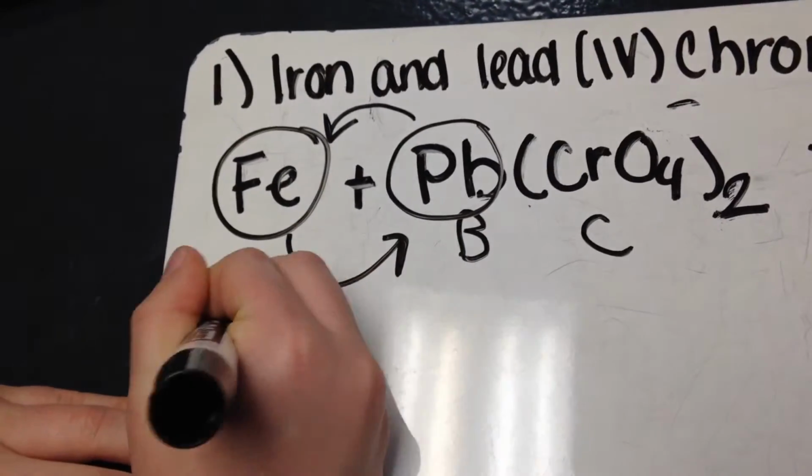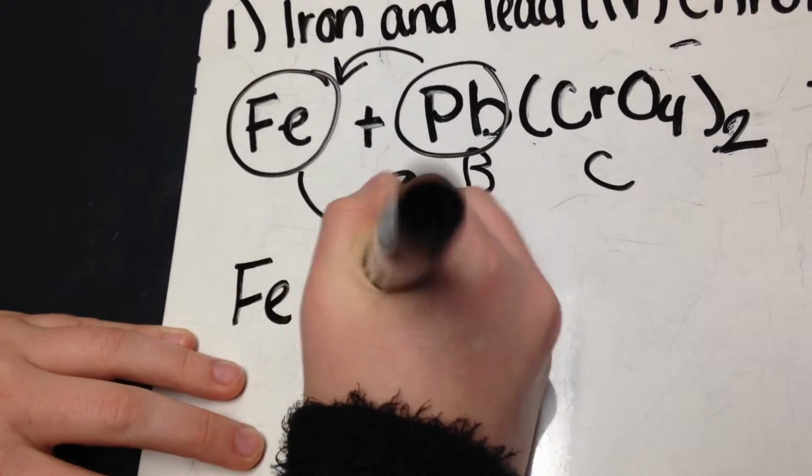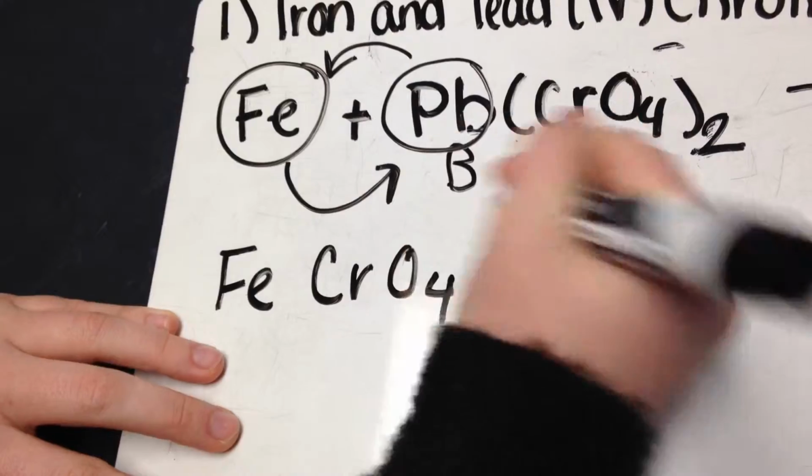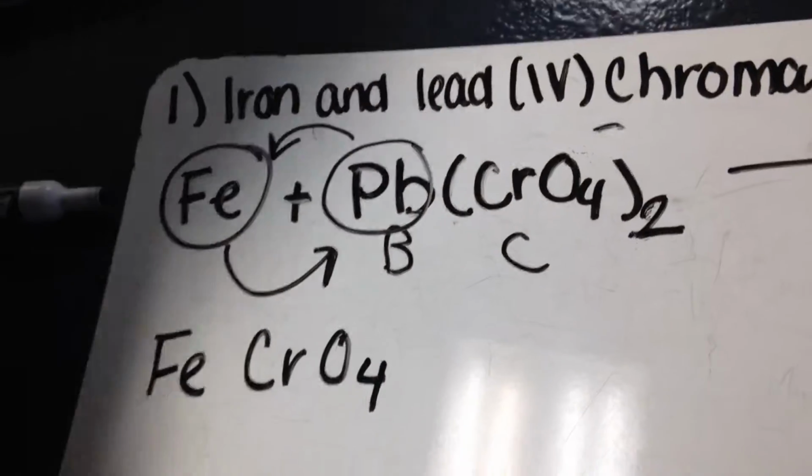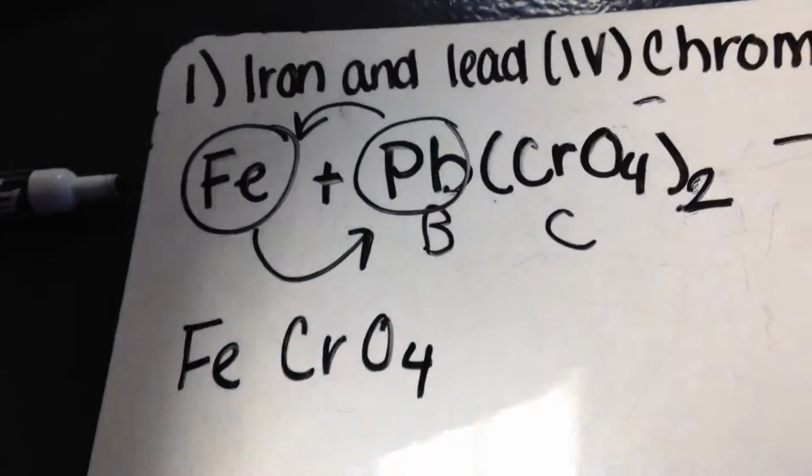It becomes FeCrO4. This is still -2, so now you need to check your periodic table to see what charge iron is.